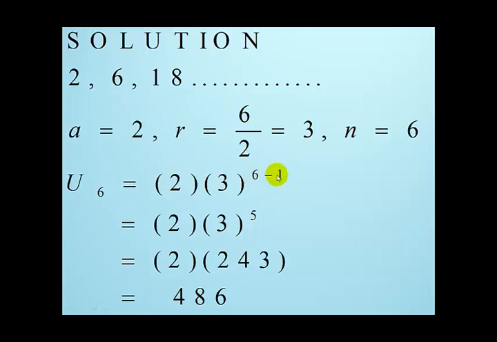Now 6 minus 1 equals 5. So we have 2 times 3 exponent 5. Make sure you don't multiply 2 by 3 before you raise it to the exponent 5, because the exponent applies to the number 3 only. Now, 3 raised to the power 5 is equal to 243. After simplifying, you can now multiply 243 by 2, and the answer is 486. That means that the sixth term of this sequence is equal to 486.